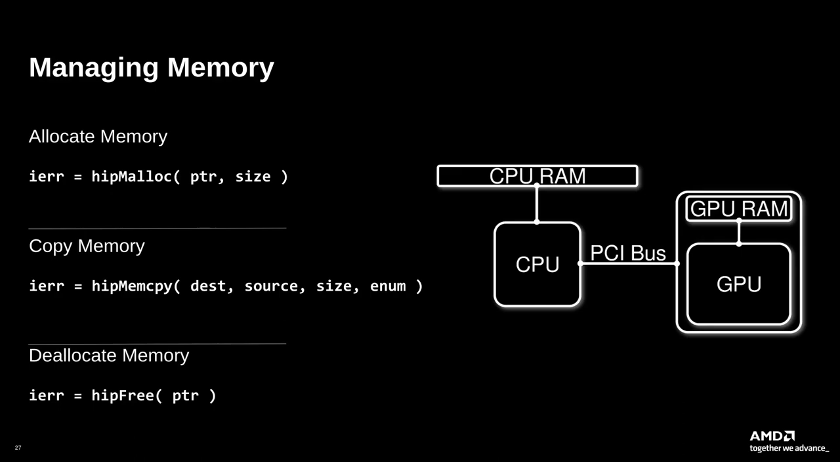To deallocate memory on the GPU, you're again using that hipFree call. And again, you're passing either a Fortran pointer or C pointer that points to that memory on the GPU. And again, we get that error code as output.